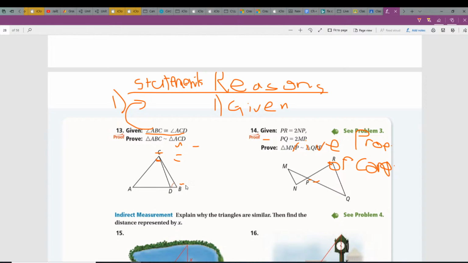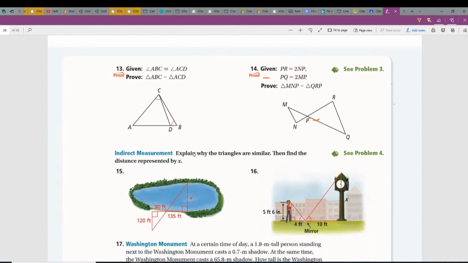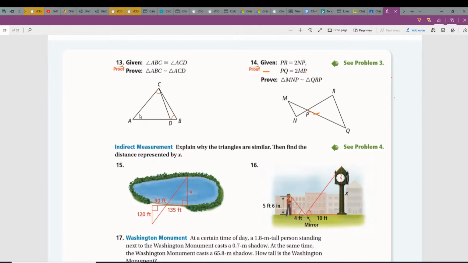Okay, so let's erase this. Just in order. So for this proof, we only had to do 3 steps to prove that these 2 triangles are similar, because we have 2 angles, this one and this one.